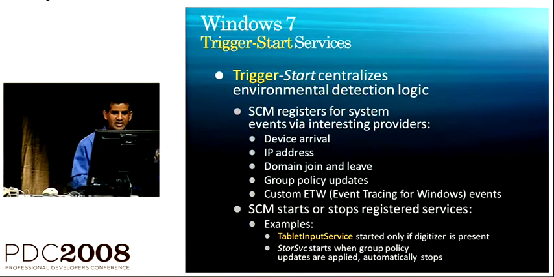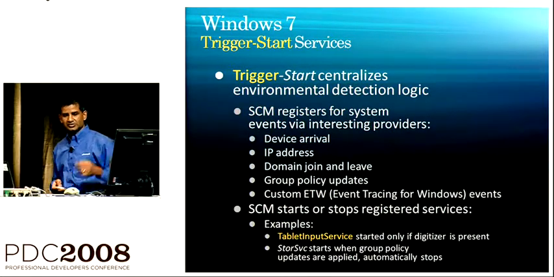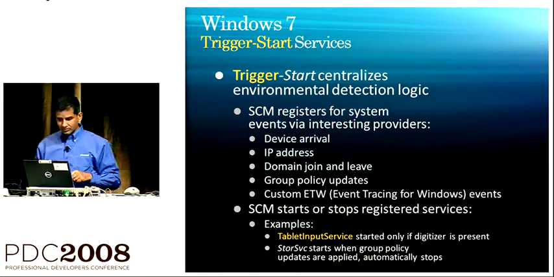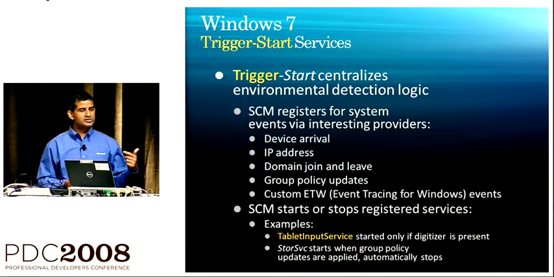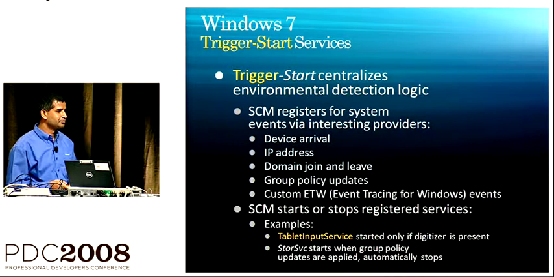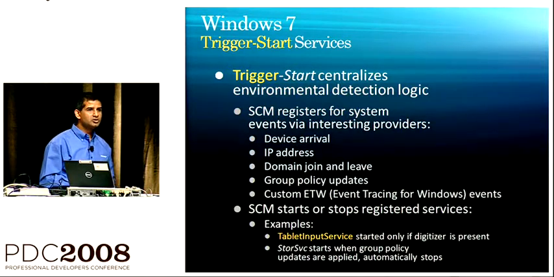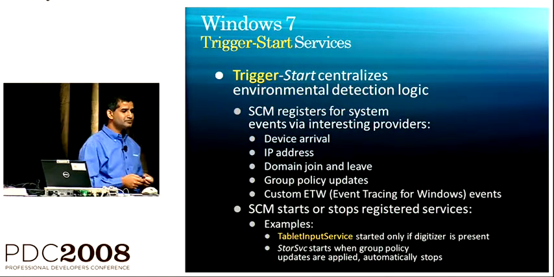So some of the examples are the tablet input service and the store service. You won't find the store service on Ultimate because it's an enterprise-only service, so the enterprise SKU has that, and it's only turned on when certain group policy updates are applied.